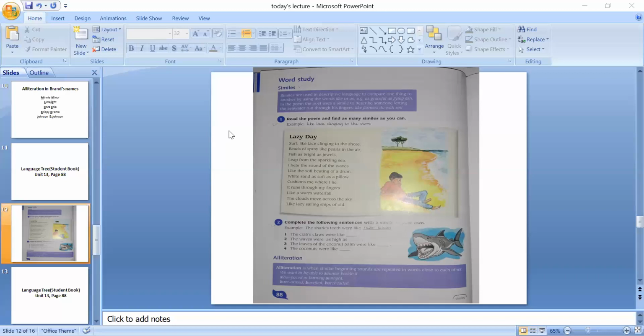As bright as jewels. Okay, good. As bright as jewels. This is the third simile. Underline it, beta. All of you are supposed to underline these similes. As bright as jewels. Okay, fourth one. Manahid.